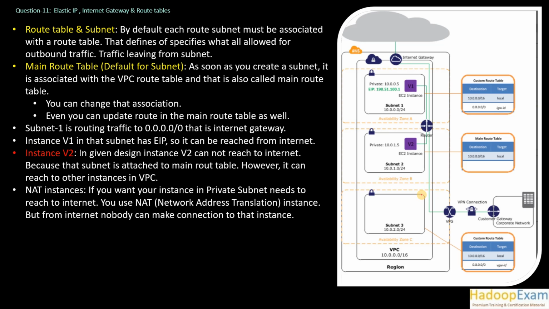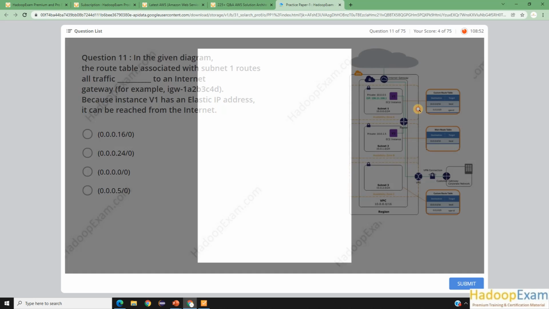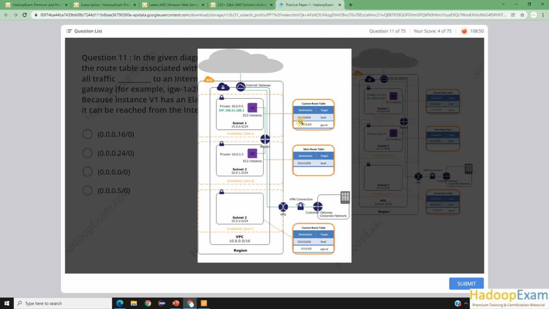NAT is network address translation. These are similar to EC2 instances but for networking purposes, so that your instance can reach the internet. Now the question is very simple. In the given diagram, the route table associated with subnet 1 routes traffic to 0.0.0.0/0. Obviously /16 is also routed, but that is not in an option, so it is routing only two IP addresses.